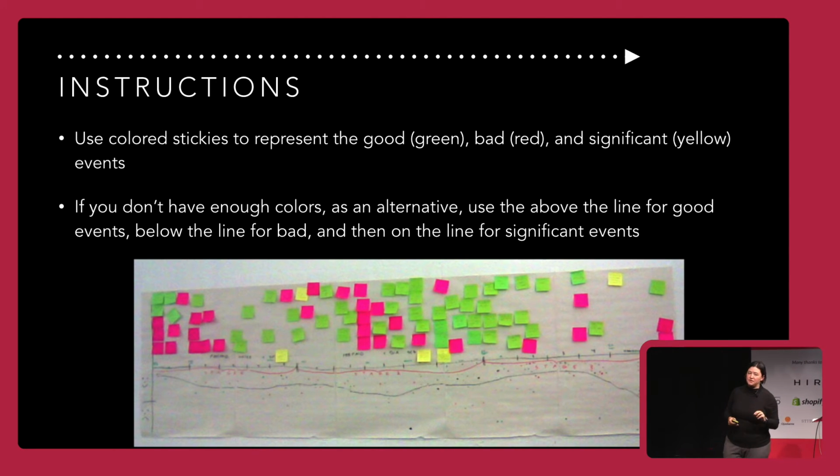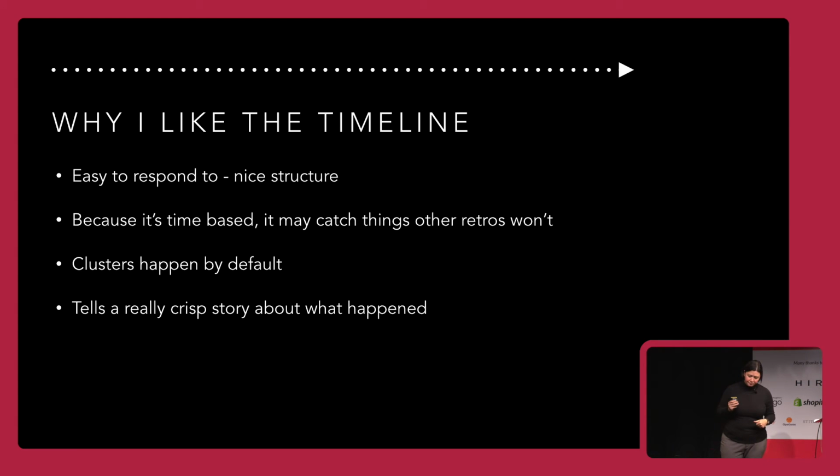So you have 2 ways to visualize those concepts of good, bad, and significant. You can either use colors if you are super prepared. Often I have to scrounge stickies up from wherever I can get them, and I don't have a lot of color choice. So instead, you can go above and below the line to show what's good and not good, and then you can be on the line if it's significant. This one's a great one to use. This is almost like Retros 101 because it's very, very easy to understand.